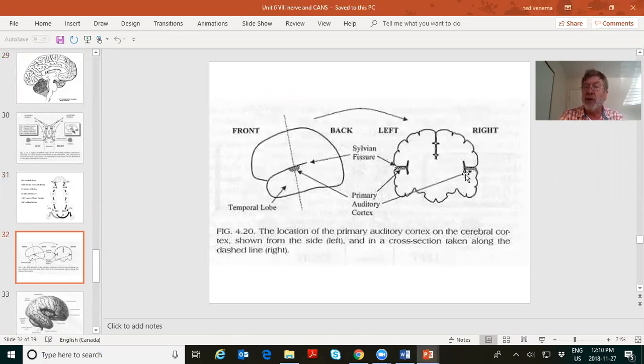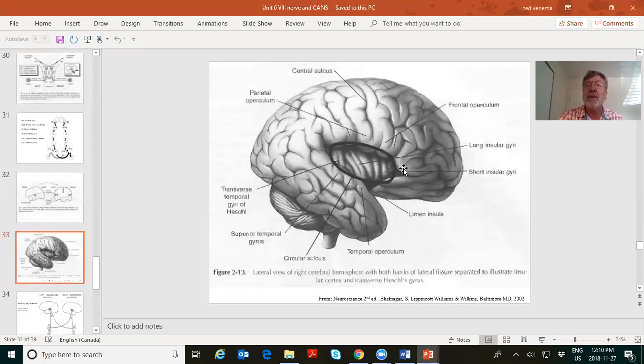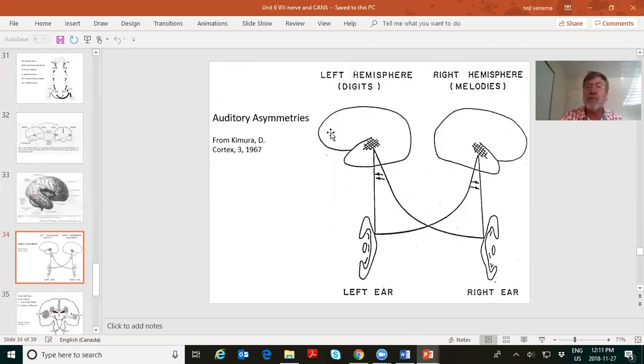Here's a coronal cut from ear to ear. You can see that central fissure right down the top of your head. And then you can see the sylvian fissure on the side. This would be temporal lobe. And you pull it apart and you can see Heschl's gyrus, the primary auditory cortex. Okay? And again, primary auditory cortex, association areas here.